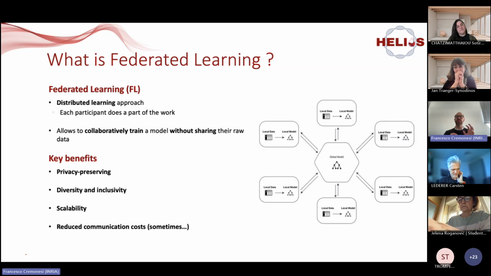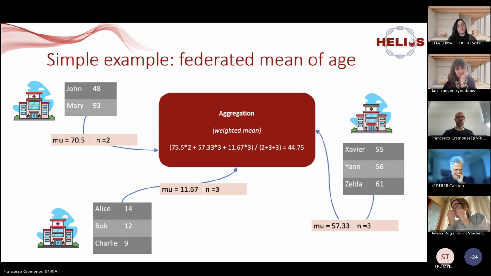Since, as we said, the thing that's moving around is the model, the algorithm, and not the data, if your data was very big in terms of gigabytes and your model is very, very small, then you are saving some communication.